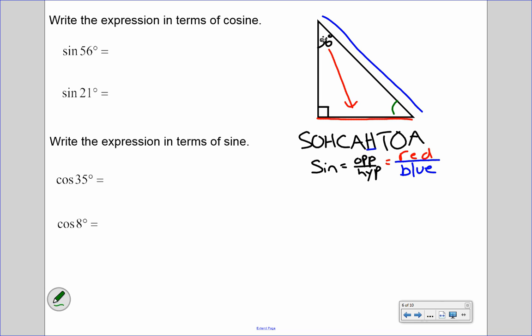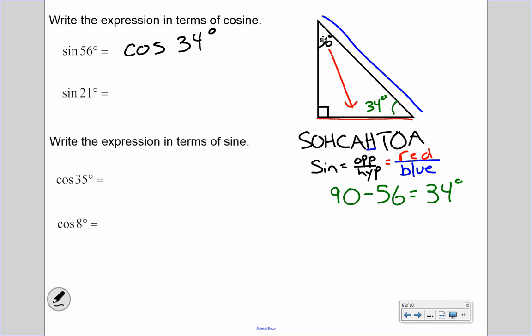Since we know a triangle is 180 degrees, and we have one right angle, which is 90, 180 minus 90 is 90 degrees. So we know the other two angles have to add up to 90 degrees. To figure out our missing angle, we can just do 90 minus 56, and that gives us 34 degrees. We know this angle is 34 degrees. So if we take the cosine of that angle, we now have our adjacent, which is our red side, over our hypotenuse, which is our blue side. So the cosine of 34 degrees is equal to the sine of 56 degrees.